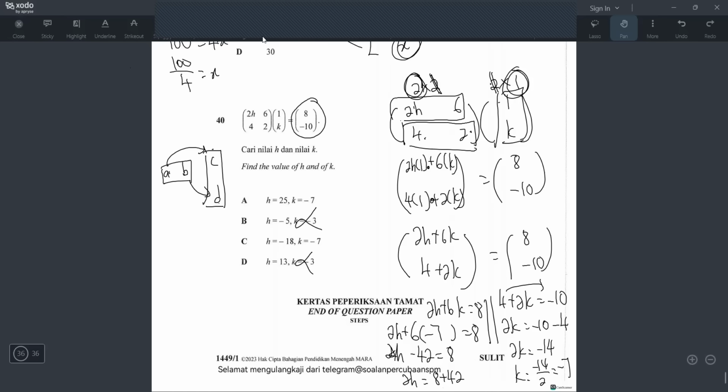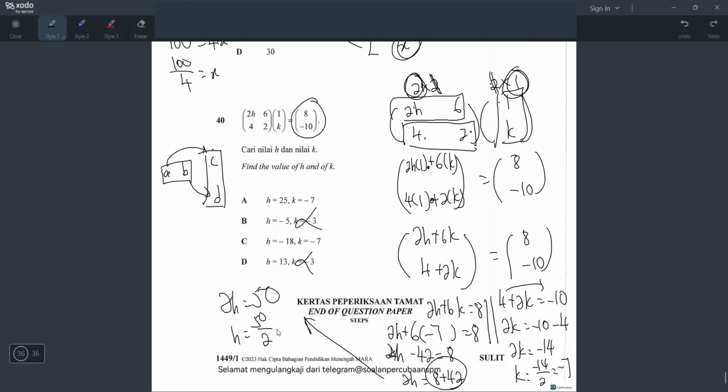Okay, there's not enough space. I'm just going to write here. Lah. So it is 2h equals to 42 plus 8 is 50. And then you just press 50, divide by 2, left with 25. So h is 25. So definitely A is your answer. Lah. Yeah. I'm done with this paper.